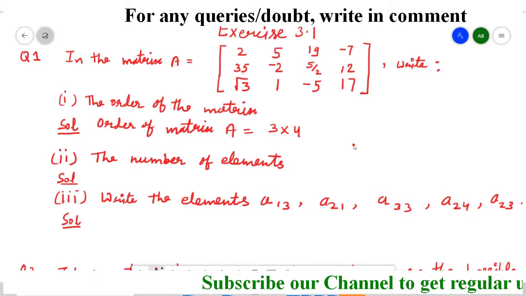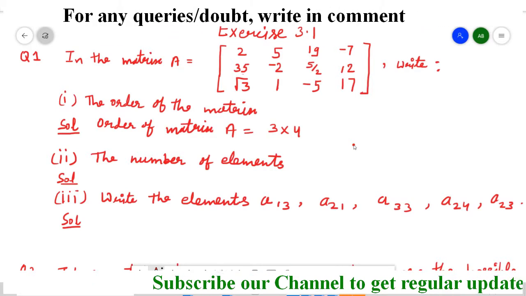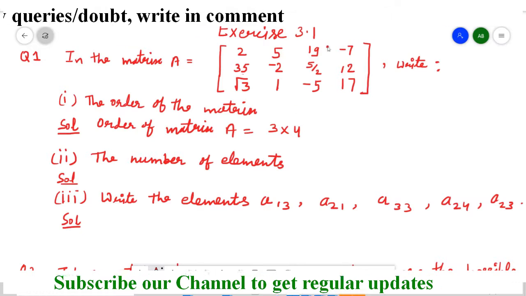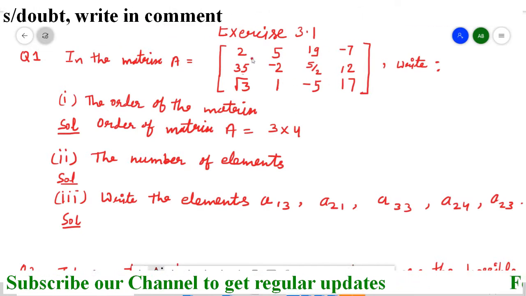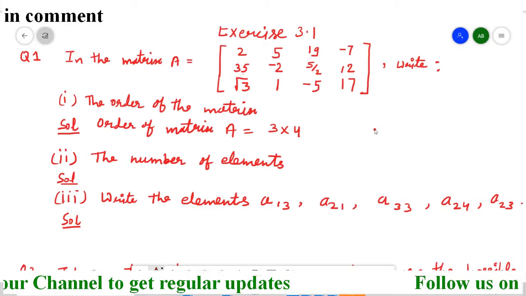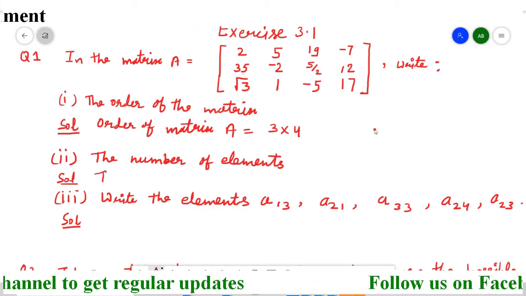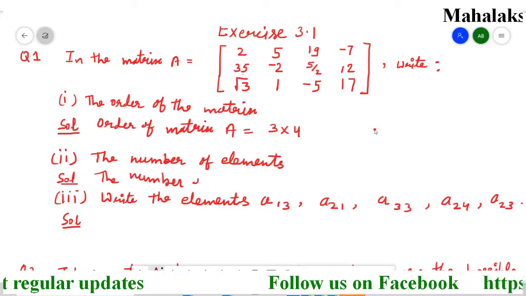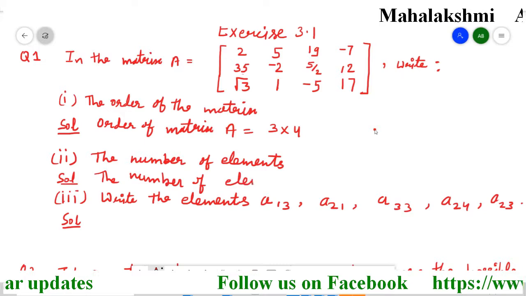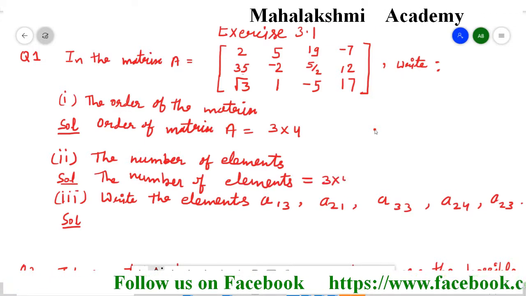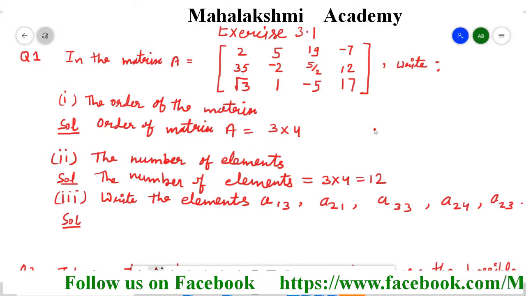Now next, the number of elements. So we have to count how many elements are there. Directly we can do 3 times 4 is 12. 12 elements are there. So count it. So the number of elements is 12. So we will write here the number of elements is equal to 3 times 4, 12.